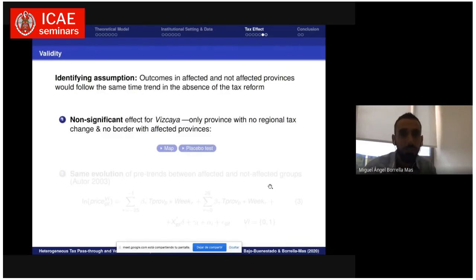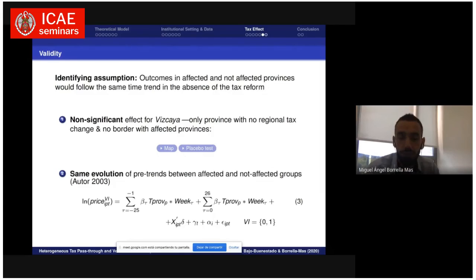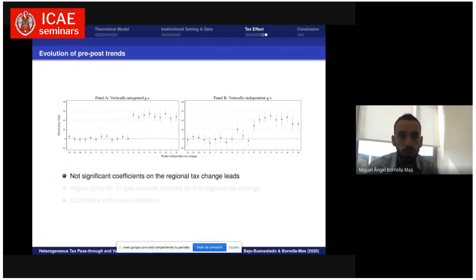In addition, we can formally test the evolution of pre-trends between affected and not affected groups. And what we do is to estimate again our main specification described in our main equation, but augmented with leads and lags of being located in those provinces with a tax change, separately for vertically integrated and for vertically independent gas stations. I'm going to show you the graph, and what we expect here is no significant lead if the outcome trends between affected and not affected groups of gas stations are the same. And this is what we get for vertically integrated and for almost all but one leads of vertically independent gas stations. This is another reason why we control for anticipatory effects in our main regressions. But we also observe a higher jump for vertically integrated gas stations affected by the regional tax rate, which is again consistent with our main estimates.